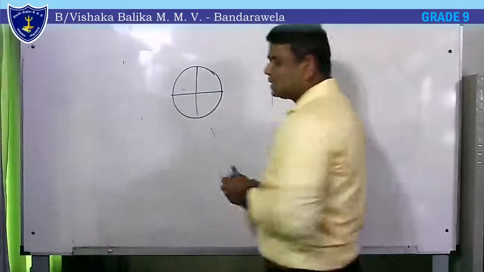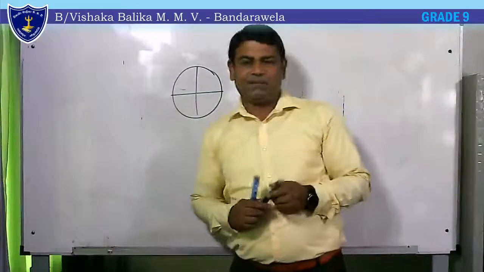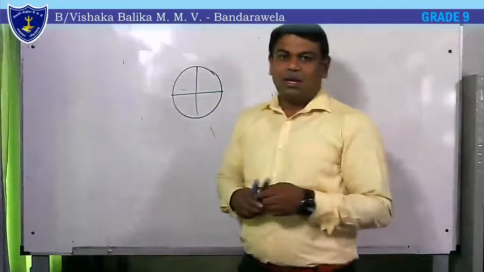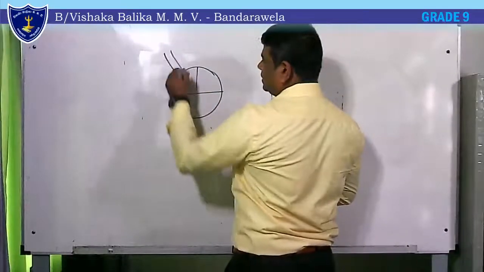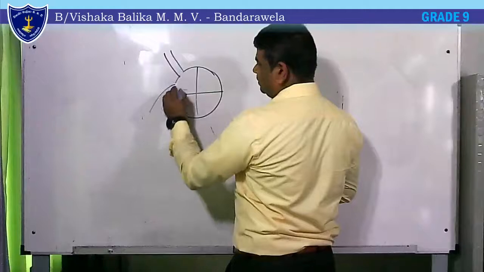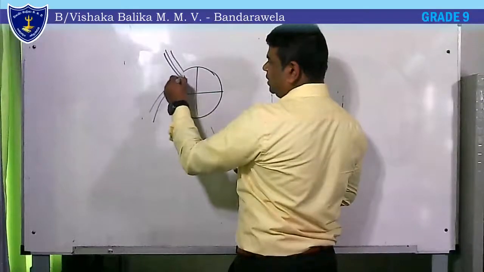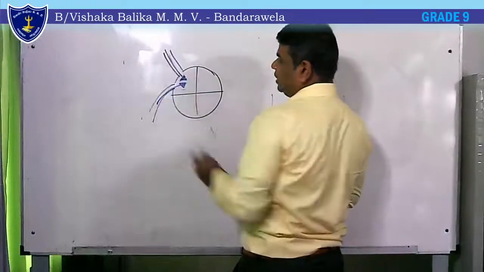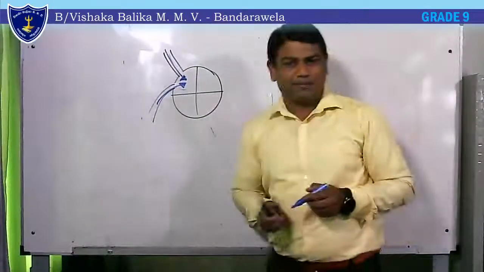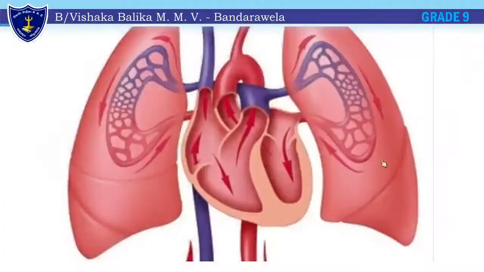Upper chambers are called atrium or auricles, and oxygen poor blood is brought into the upper chambers from 2 vessels, superior vena cava and inferior vena cava. Through them we bring the blood. Now look at those vessels in the diagram. This is the superior vena cava, this is the inferior vena cava. You can see that they are coming to the upper chamber.